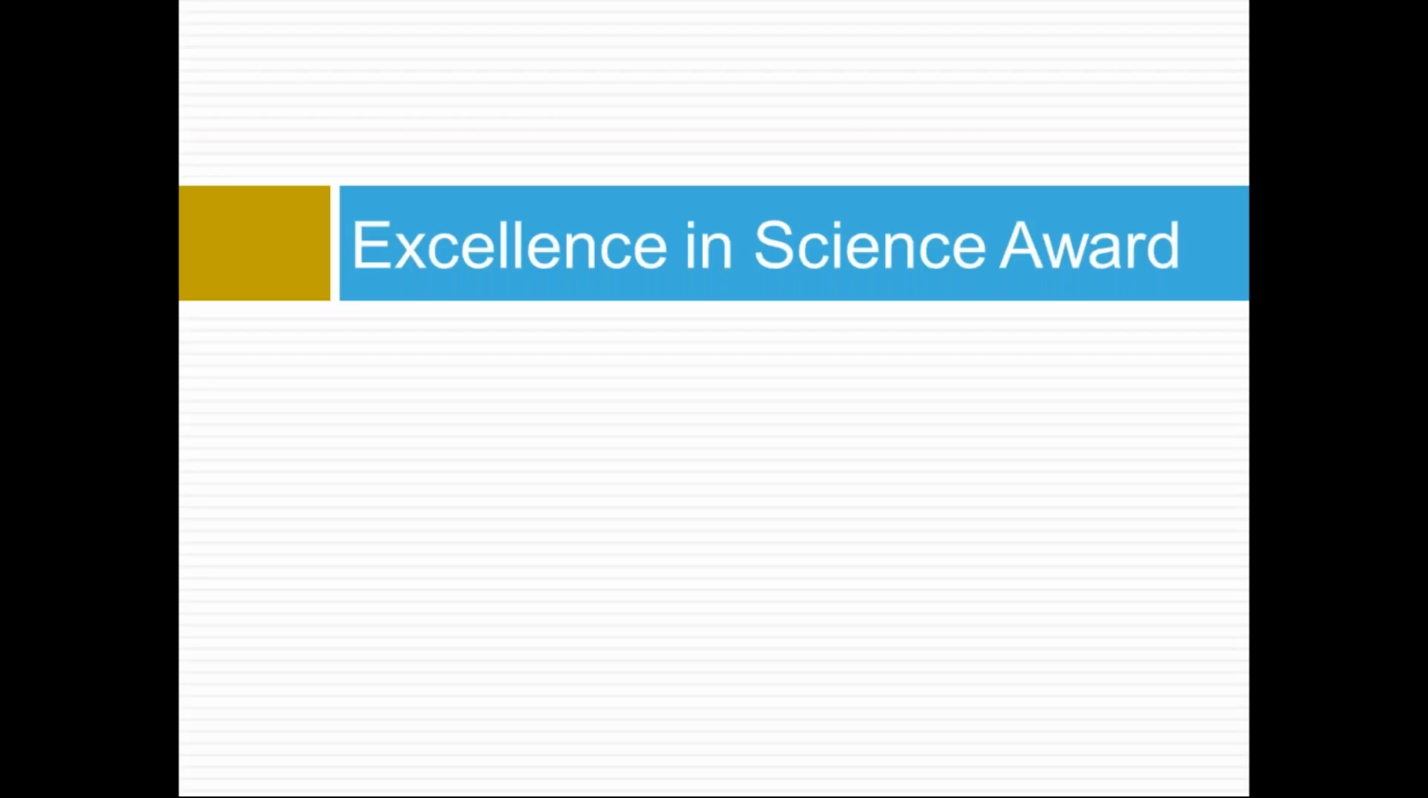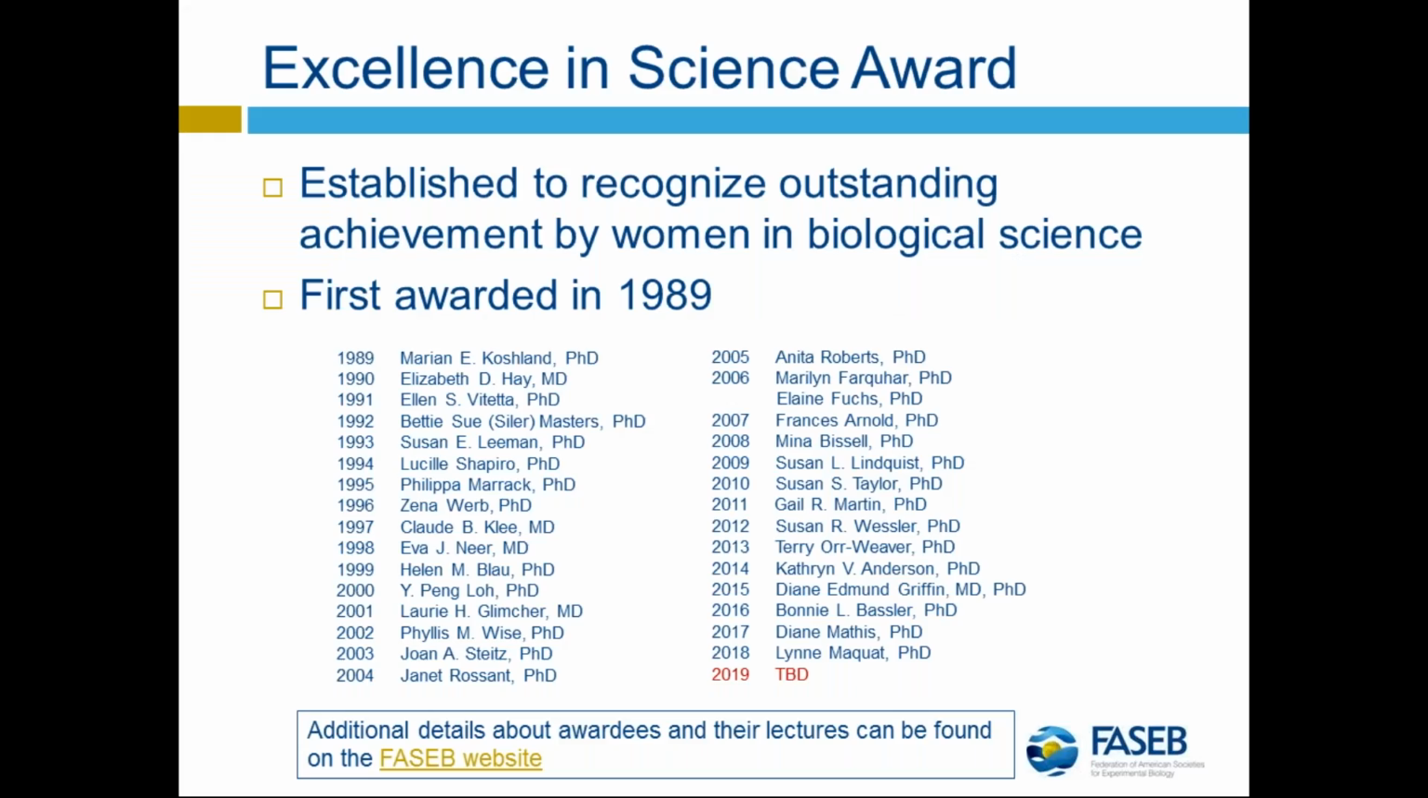So a little bit about the Excellence in Science Award. It was established to recognize outstanding achievement by women in biological sciences, and it was first awarded in 1989. And on this slide, you can see a list of all the previous awardees, and very high-profile names listed here. If you're interested in looking at additional details about the awardees and their lectures, when this webinar is archived, you can click on the link. They are all posted on the FASEB website.